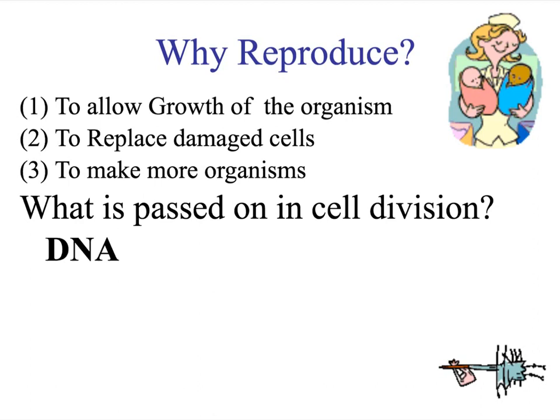And finally, to make more organisms, either by asexual reproduction, where one organism divides and makes another organism, like in bacteria, or by sexual reproduction, where gametes are made and then fused together. This is the way we make more organisms. The important thing to know about cell reproduction is that the only real thing that's being passed on in cell reproduction is the DNA. So we need to start with a discussion of DNA, what it is, how it's stored, and how it's passed on.